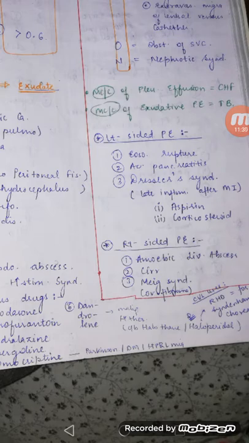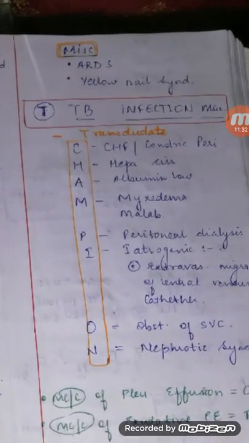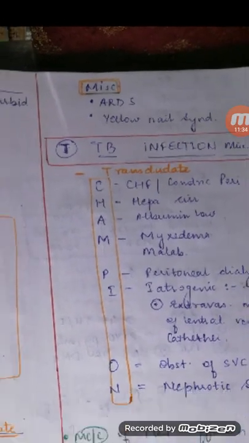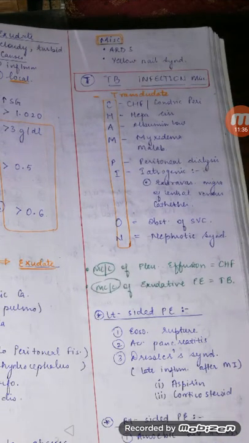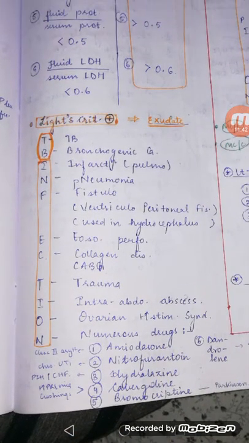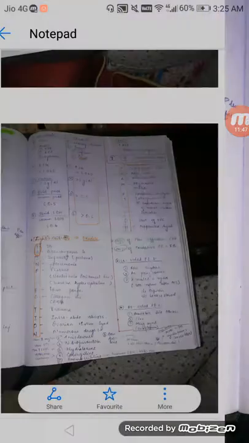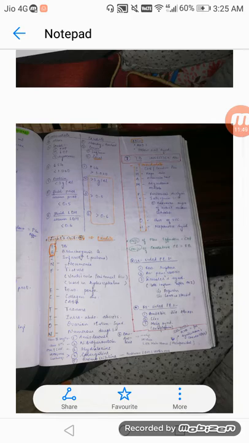TB infection. Now coming to miscellaneous. Number one is ARDS and number two is yellow nail syndrome. It's really very weird, yellow nail syndrome. Oh my god, I've never heard such a thing in my life. So again, for the exudates, for the last time I'm repeating, and let's have an image also.